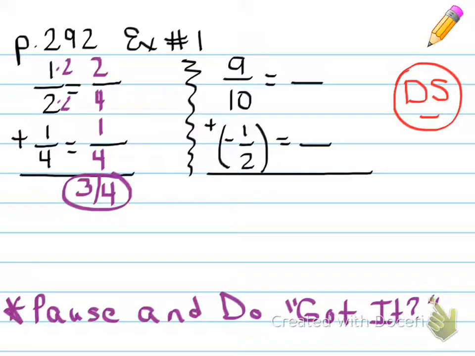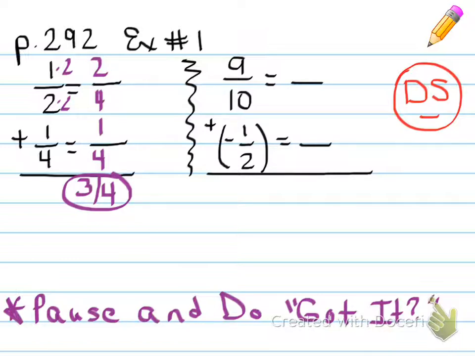So look at the other side of the squiggly line where I tried to separate the problems, and look at the problem 9/10 plus negative 1/2. Alright, they have different signs. As a reminder, we need to subtract them. But first we've got to get a common denominator, so let's work on that.